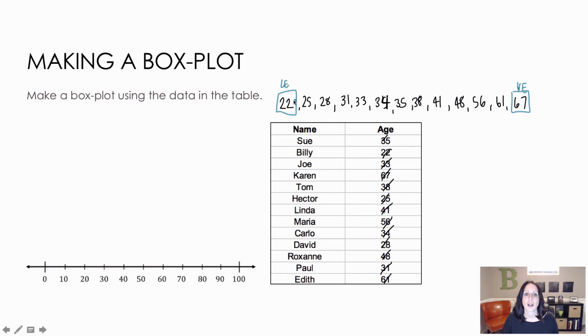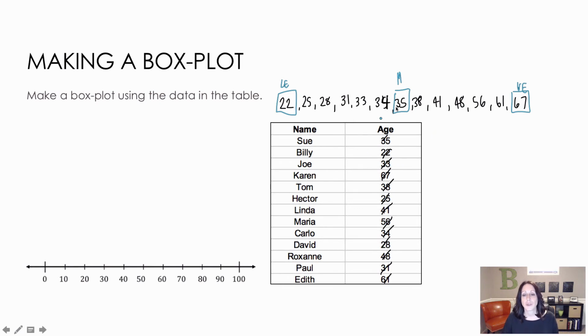There were 13 values, so I know that half of 13 is 6.5. So it's going to be that 7th value. 1, 2, 3, 4, 5, 6, 7. And again, I could count in from this side to verify. 1, 2, 3, 4, 5, 6, 7. So this is in fact the middle value. This is my median.